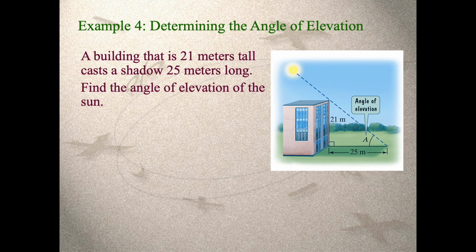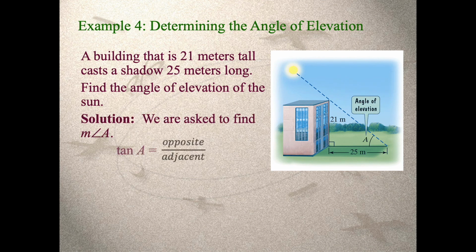So this time we're missing the angle. But notice that we don't have the hypotenuse again this time. We have the opposite side and the adjacent side. So again, tangent is going to be very helpful here. Had we had the hypotenuse, we could have chosen sine or cosine. But using our tangent function, we're asked to find the measure of angle A.